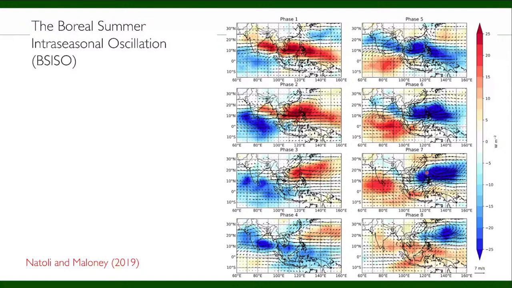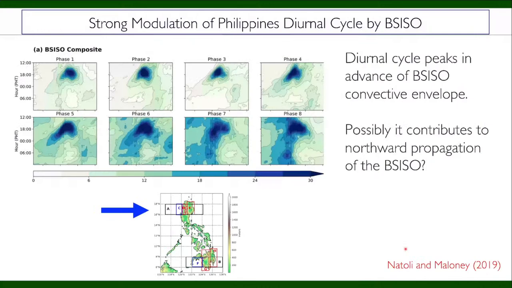So, for example, at phase 7, you see enhanced convection over the entire South China Sea and Philippine Sea associated with the BSISO. So Mike looked at how the phase and the amplitude of the diurnal cycle vary as a function of BSISO phase. These plots show longitude on the x-axis, and time on the y-axis, and this is a cross-section across Luzon Island in the Philippines. So those are the longitudes we're interested in here.